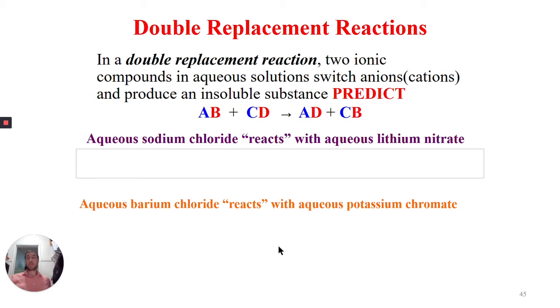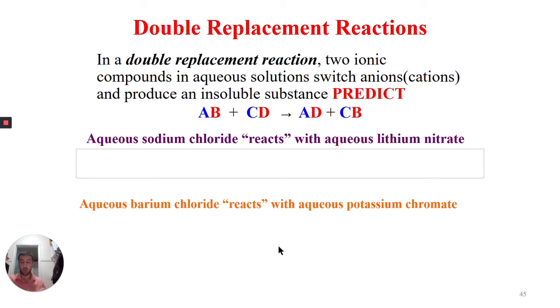We'll look at the specifics of the double replacement reaction. So in a double replacement reaction, we're looking at two ionic compounds in aqueous solutions that then switch with each other to produce some kind of new substance. The substance does not have to be insoluble, but the classic example is that it is insoluble. In the reaction video that you watched in PlayPosit, you saw the barium chloride reacts with potassium chromate.